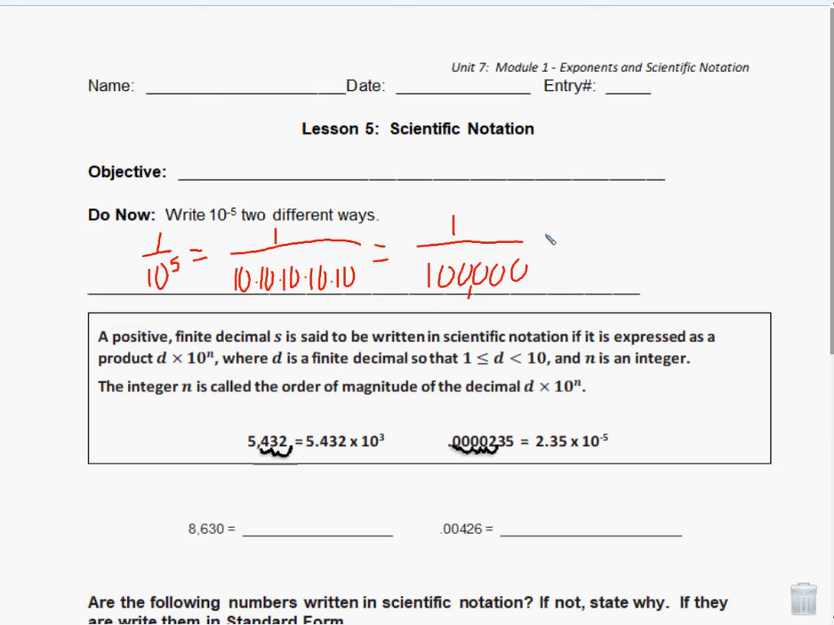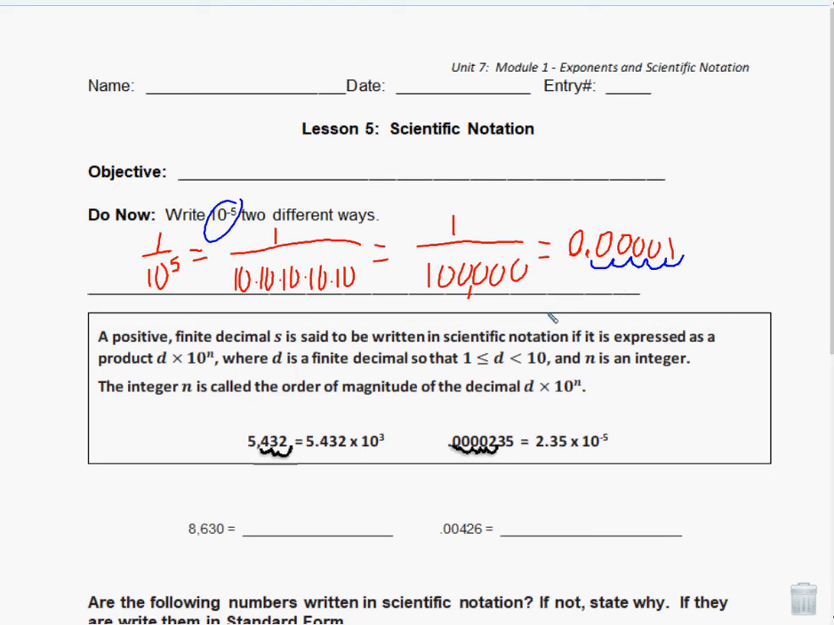1 over 100,000. Of course, all fractions can be written as decimals, so it's the decimal tenths, hundredths, thousandths, 10,000ths, 100,000ths. It's the decimal 0.00001. And the only thing I really want you to notice is that powers of 10 have like a trick to them. This exponent of negative 5 actually represents how many decimal places there are in this number. 1, 2, 3, 4, 5. 5 decimal places, and that's why it's to the negative fifth power.